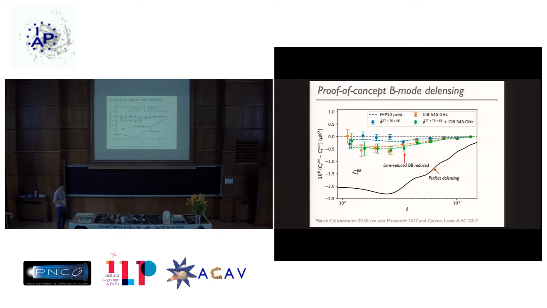This is a quite interesting plot in that Planck doesn't have the sensitivity to detect B-modes on its own, right? It just doesn't have the sensitivity. But in this particular power spectrum difference, the instrument noise cancels out to a very significant degree. So you can detect this difference to very high significance.